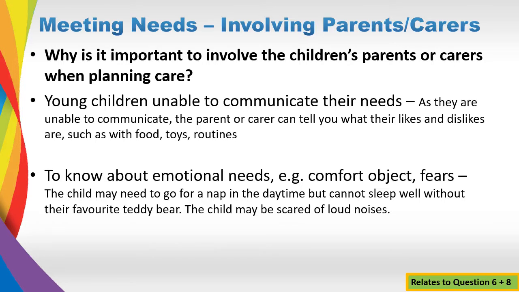Young children are unable to communicate their needs. A child may have an additional need and they might not be able to communicate with you. So it's important that you find out as much information off the parent carer. They can tell you what their likes and dislikes are, such as food, toys, and routines. You need to know about their emotional needs. So again, the parents or the carers will know this.